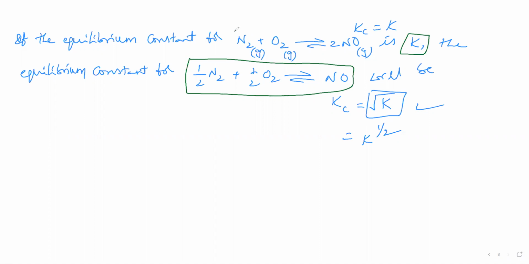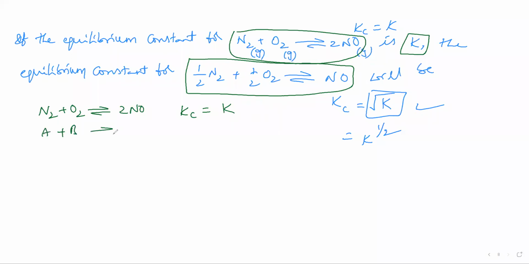If you consider this first equation, N2 plus O2 gives rise to 2NO. For this reaction, Kc is given, that is K. Okay, so this resembles A plus B gives 2C.